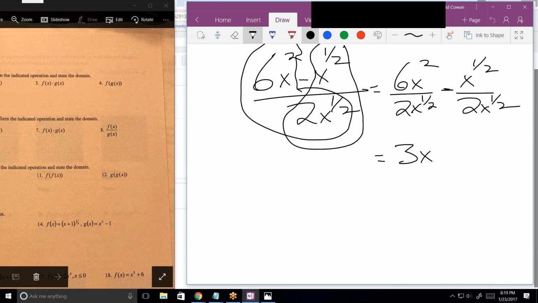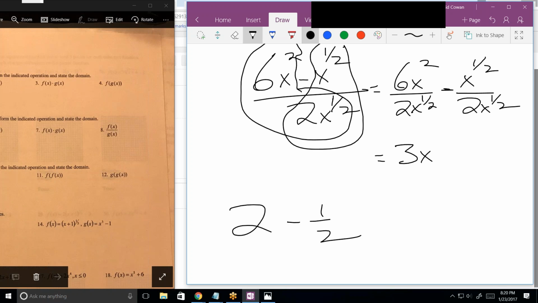2 minus a half. What is that? 2 minus 1 would be 1. Well, let's make sure. I hate to see you struggle with these. There's no need to struggle with these, but you've struggled with these for 3 years.